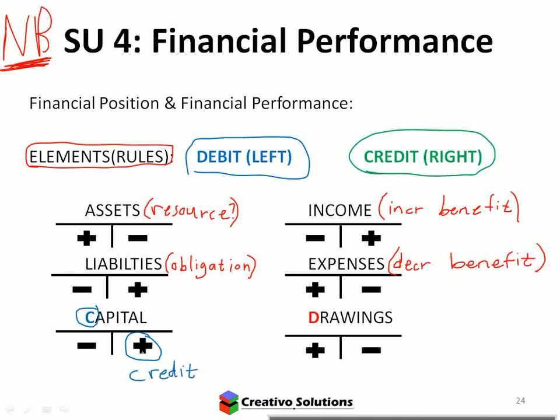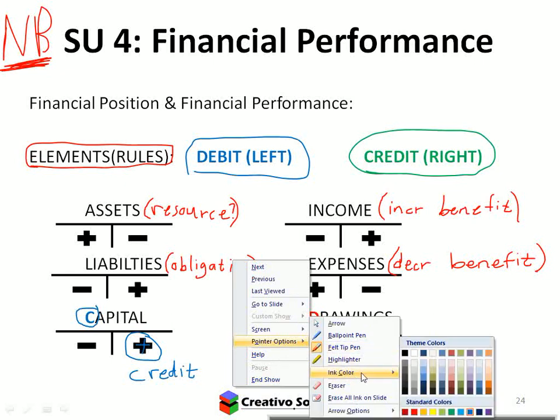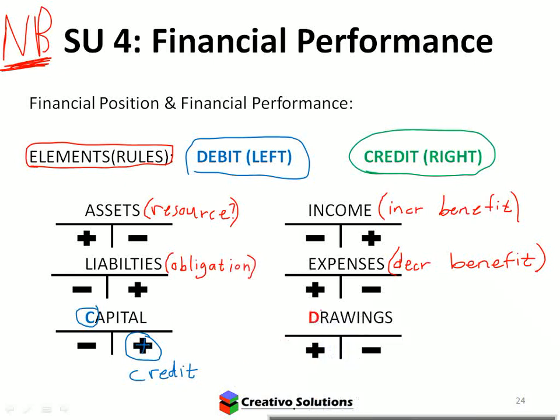The plus is on the C. Okay, so always remember where the pluses are. Pluses are more important. Positive is better than negative. Okay, so we need to know where the positive symbols are. And for capital, that's easy. C for capital, C for credit, C for the plus. Okay, D for drawings, D for debit. So the debit is where the plus is.